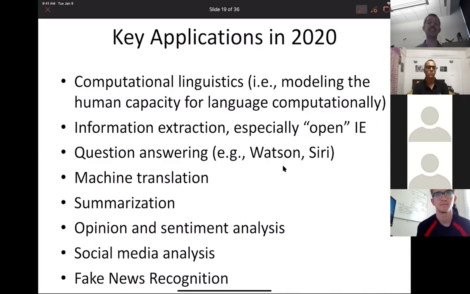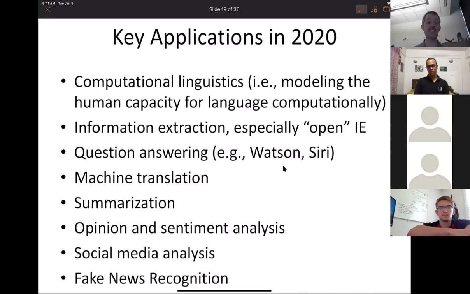So here are some applications in 2020. Computational linguistics, something I'm very into, which is modeling the human capacity for language computationally. There's information extraction, like OpenIE, also something I'm interested in. Question answering, something you'll be doing in your project for this class. Machine translation, something that is very important right now and getting very good. Summarization, something that's always getting better. Opinion and sentiment analysis, again, very vital right now to a lot of applications in industry as well as academic and government applications.